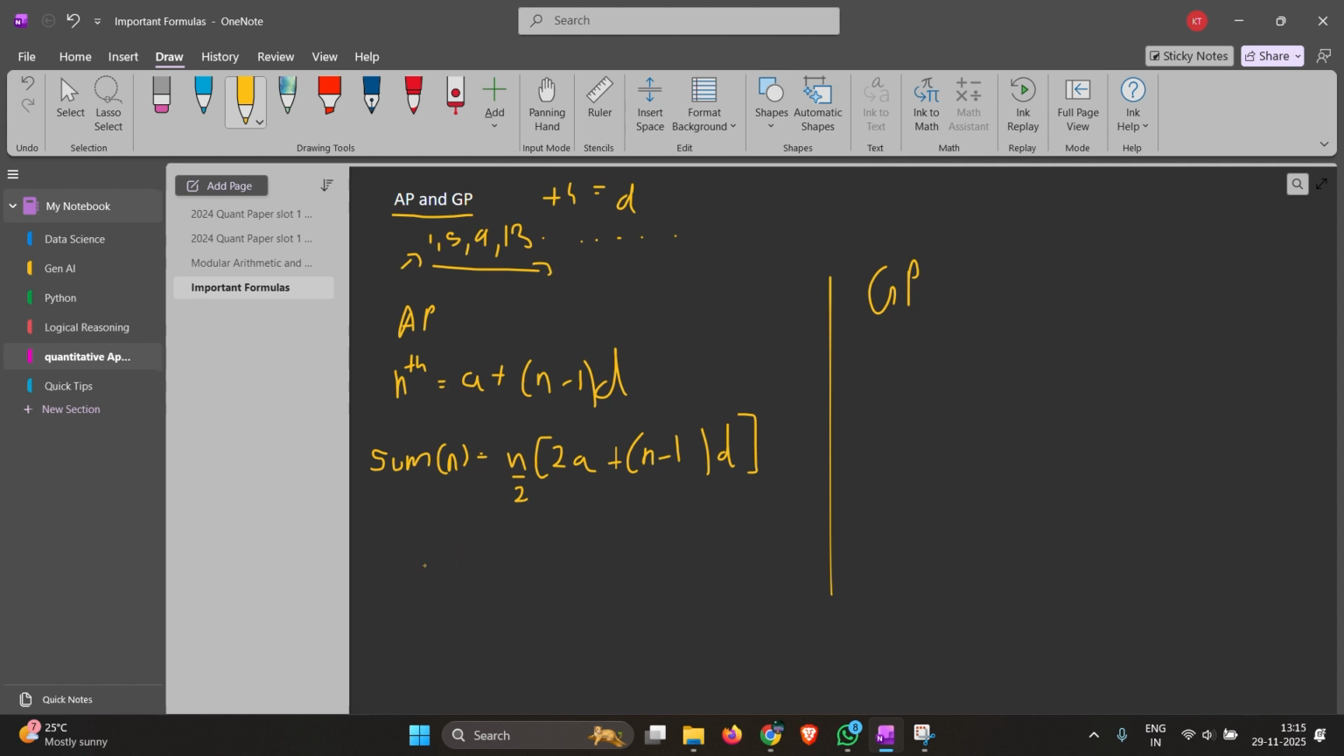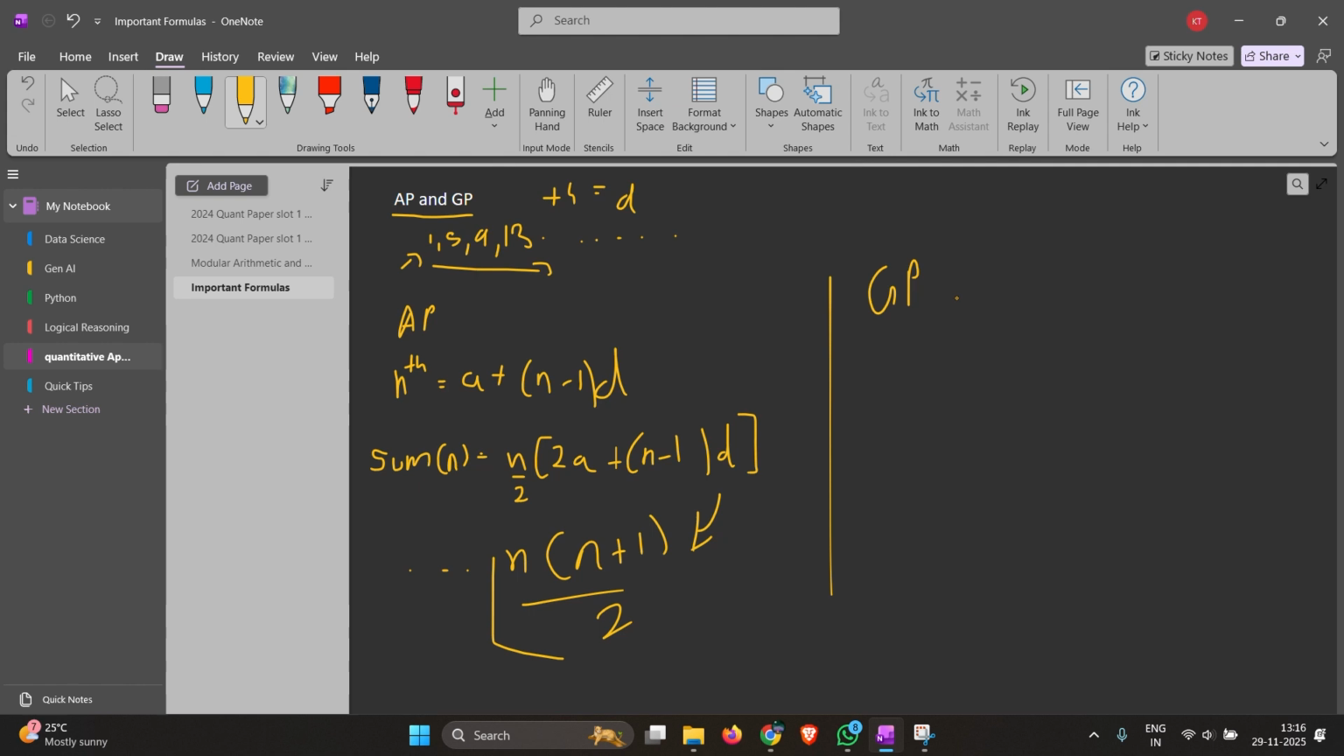One more formula to remember is the sum of the first n natural numbers, which is n into n plus 1 by 2. You can get to this formula by substituting a equals 1 and d equals 1, since natural numbers are an arithmetic progression with a common difference of 1. It's much easier if you just remember this shortcut formula.